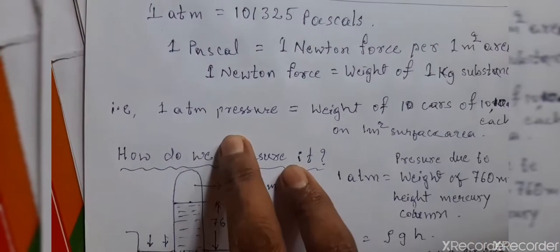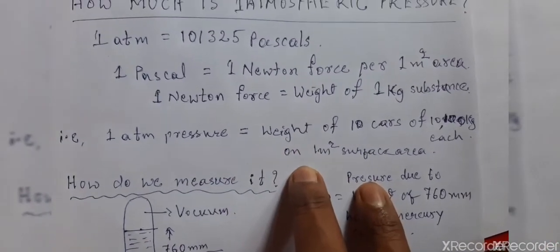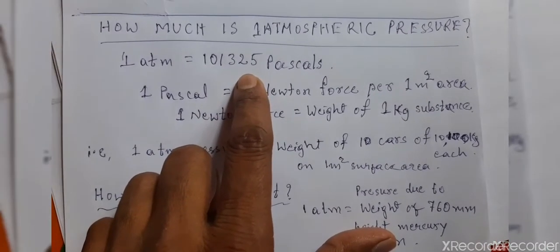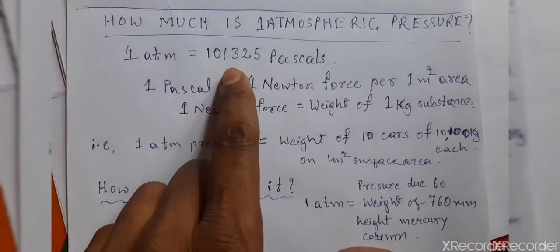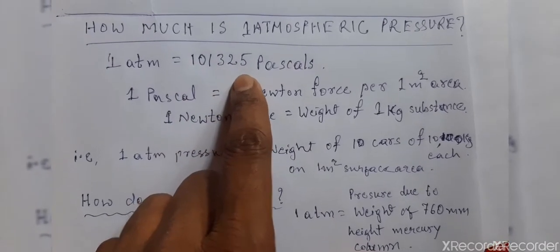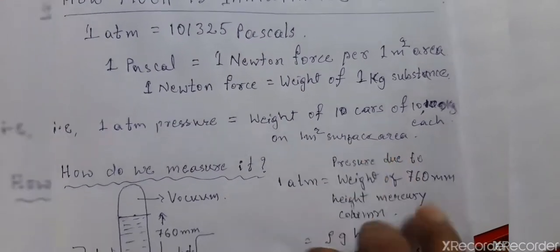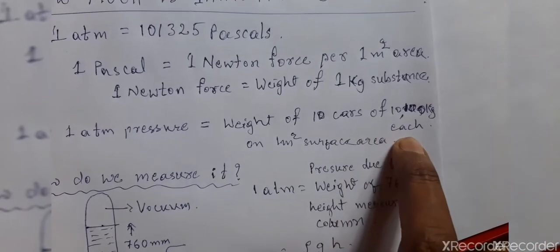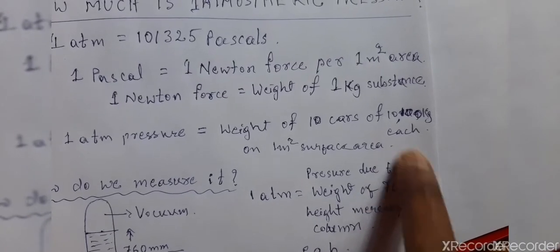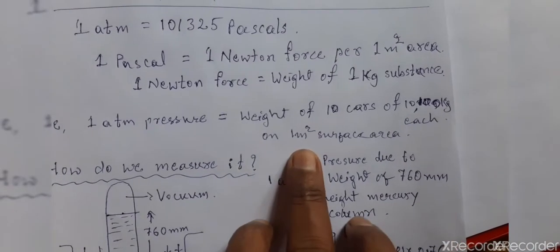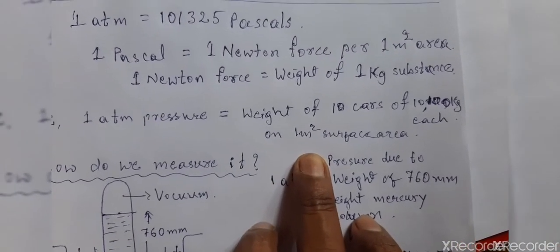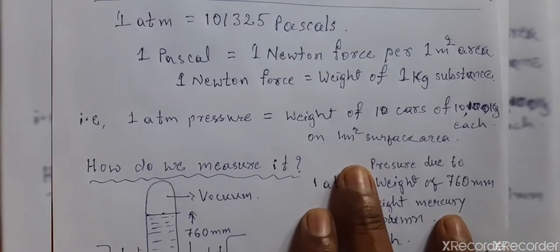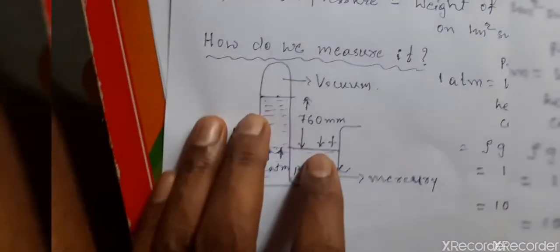That means 1 atmospheric pressure is equal to 1,01,325 pascal, which is equal to 1,01,325 kilograms of substance. That means it is equal to the weight of 10 cars of approximately 10,100 kg each on 1 meter square surface area. Just imagine how huge 1 atmospheric pressure is. How do you measure it?